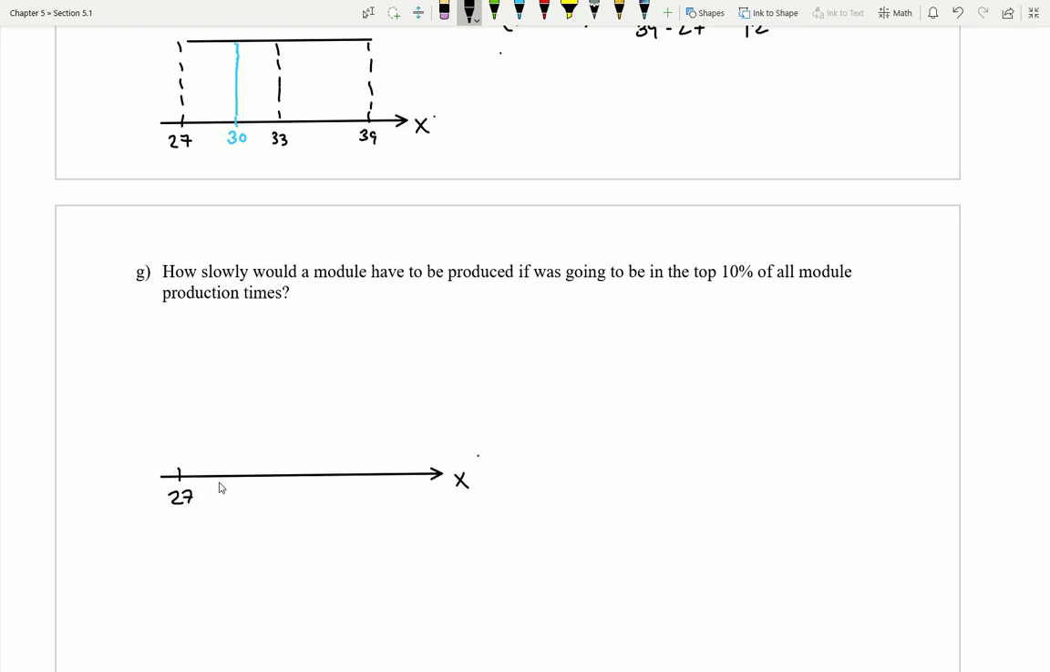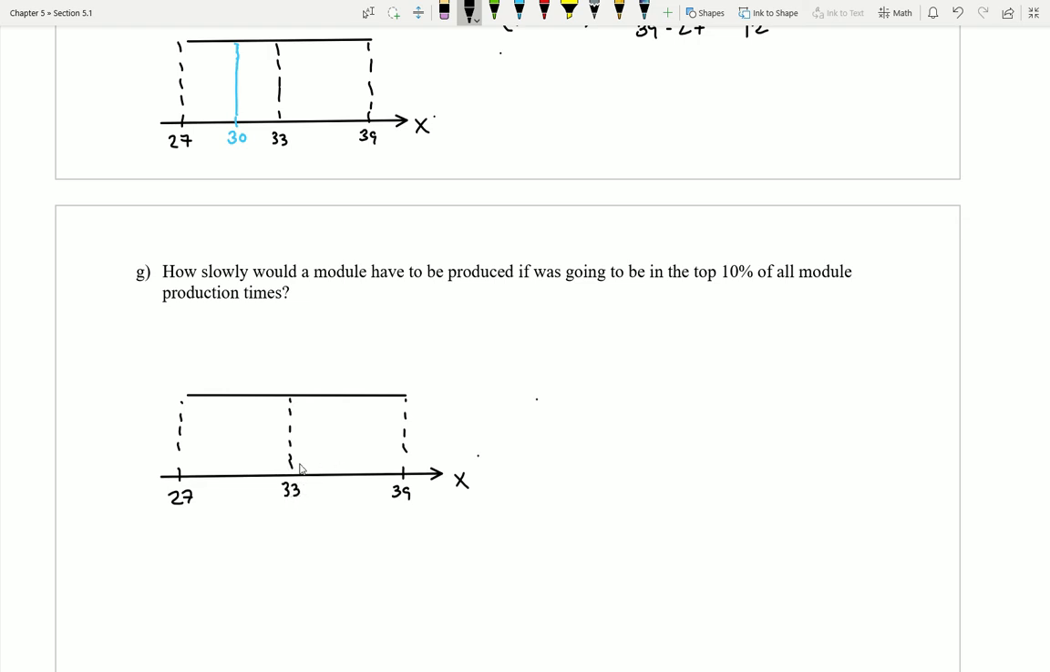So let's see. I know that the module production times are somewhere from 27 to 39. I know that I have a uniform distribution, so I can draw my curve looking like this. I know that my average is right at 33. Okay, so here's my picture.